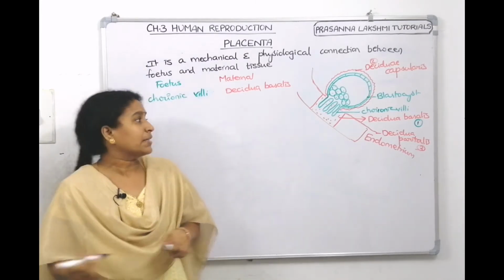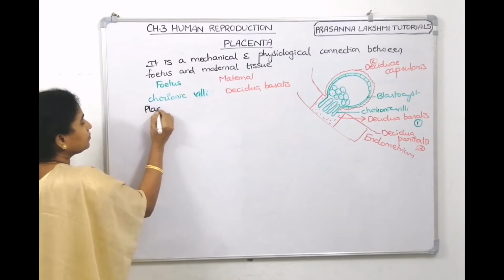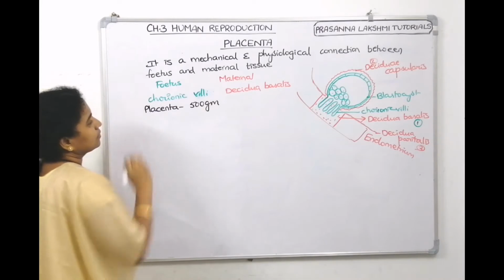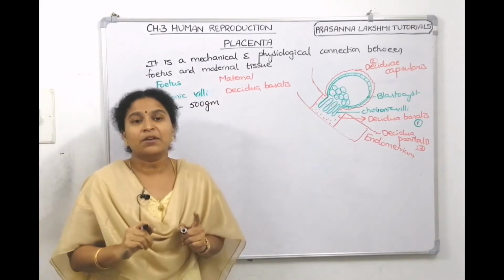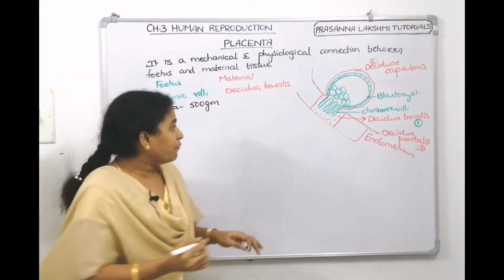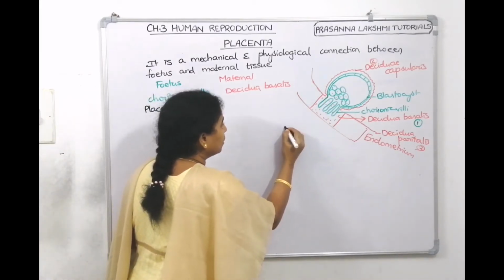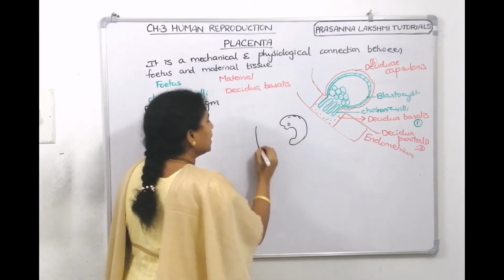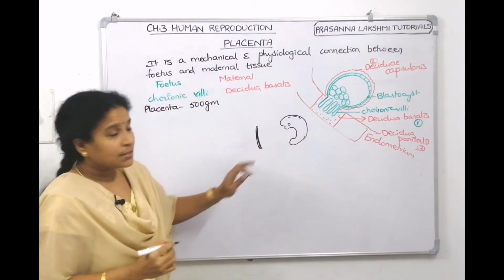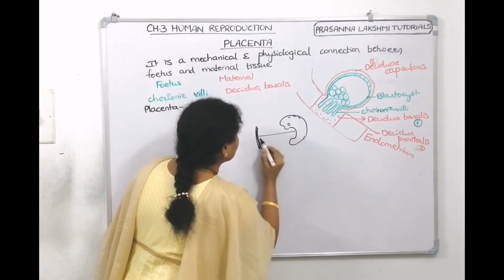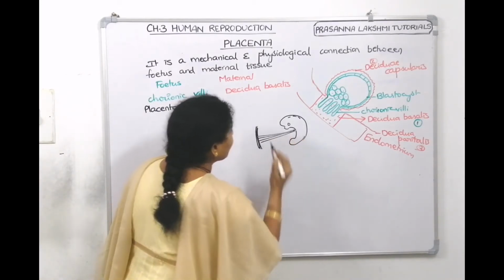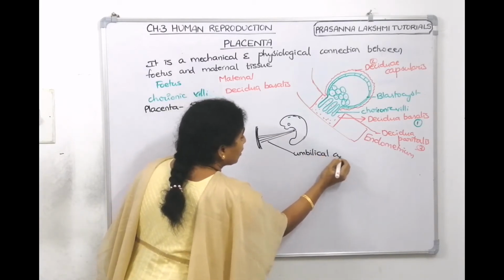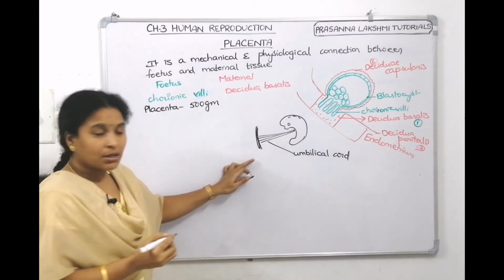What is the weight of the placenta? The placenta approximately weighs 500 grams. Now, if we see the fetus, later this develops into a fetus, right? Now, this is the placenta. The fetus is connected to the placenta through a cord. What is this cord called? This is called the umbilical cord. Now, what is this structure? It is the placenta.